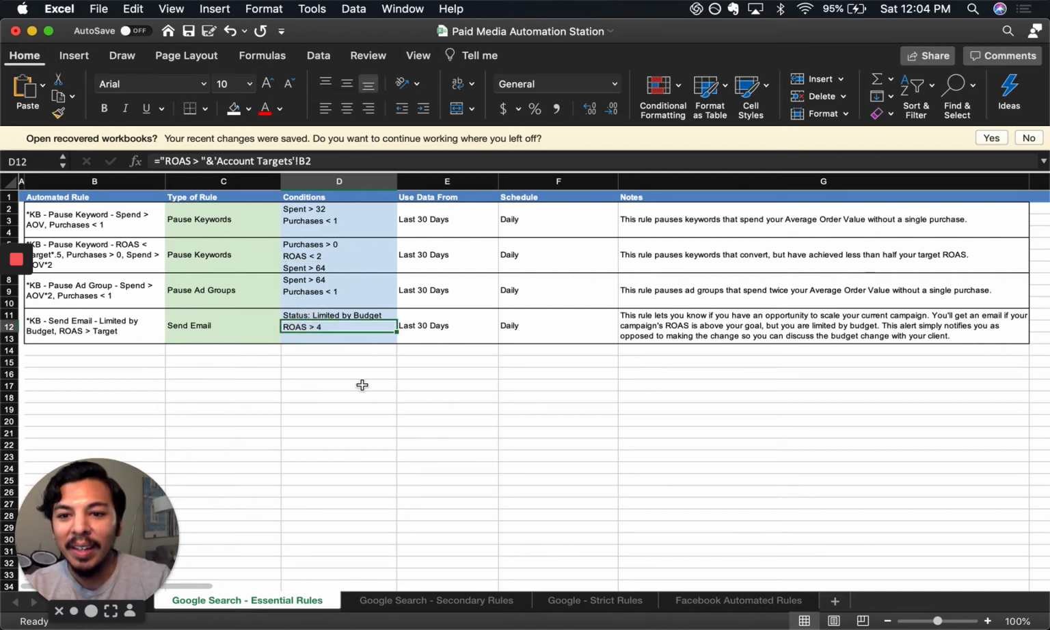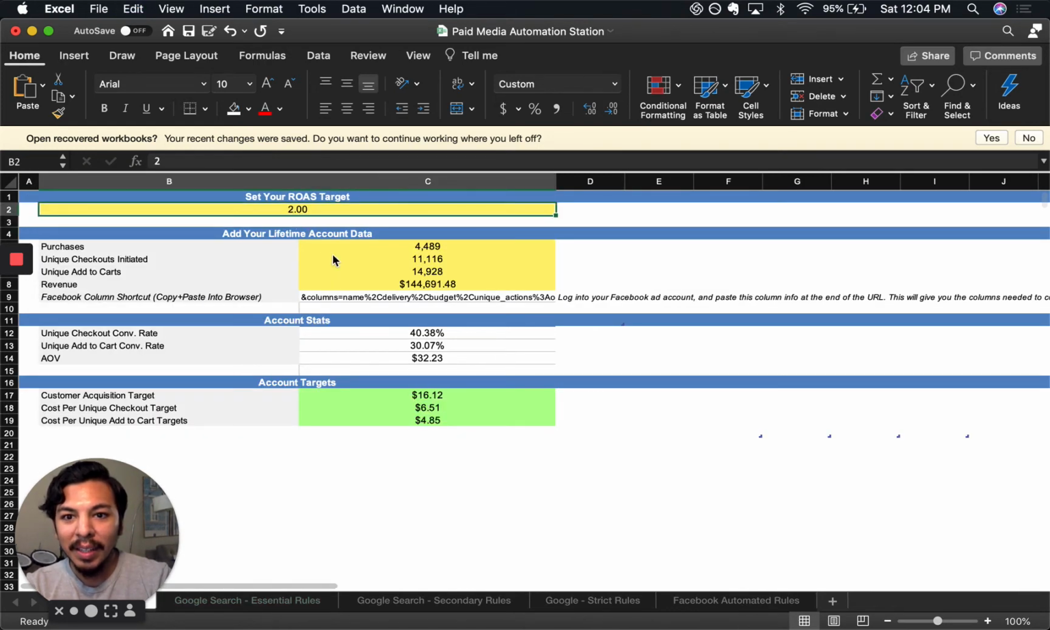So when we adjust that, we'll only get emails if our ROAS is greater than 4, and if our keywords that have purchases have a ROAS less than 2. So now the threshold here is upped a little bit. So I'm going to set this back to 2.